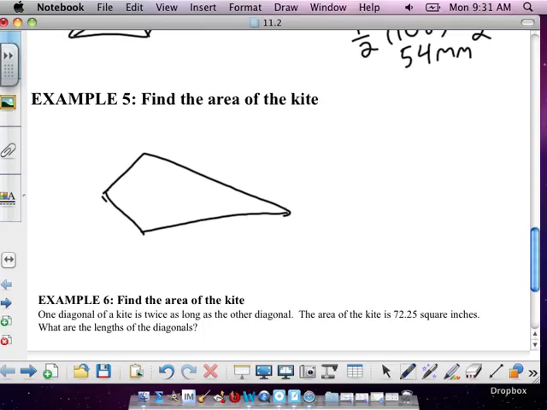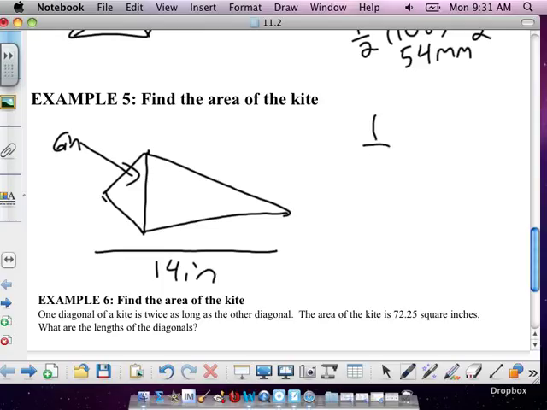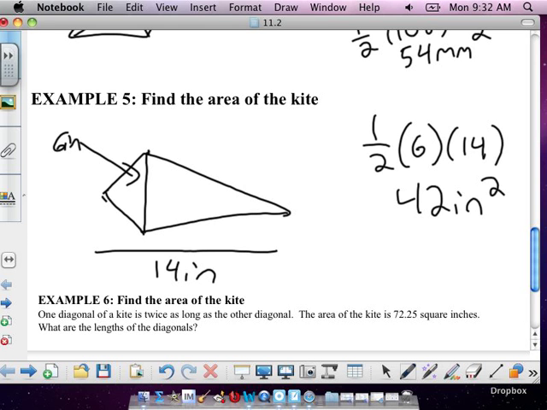Okay, so we've got my kite. This diagonal is 6 inches. The whole length of the other diagonal is 14 inches. Kite's the same thing, so I'm going to say 1/2, 6 times 14. So 6 times 14 divided by 2, what do I get? 42 what? Inches squared. Feeling okay?